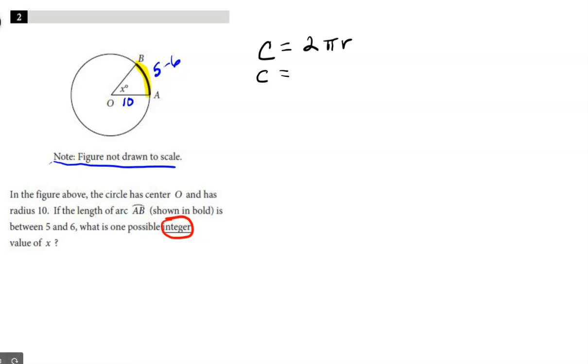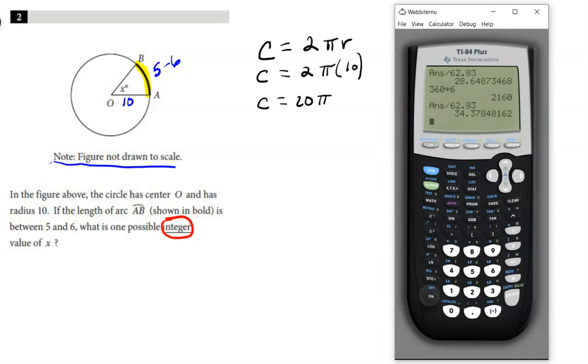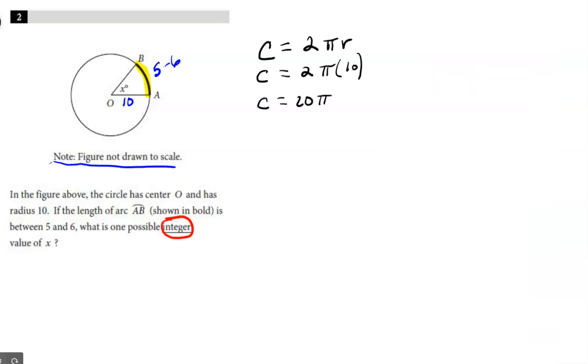So the circumference of this circle is 2 pi times our radius of 10, so circumference is 20 pi. Let's bust that out really quick. 20 pi is 62.8. So the circumference of the whole circle is 62.8. And ours is only going to be 5 to 6, so it's going to be really small.